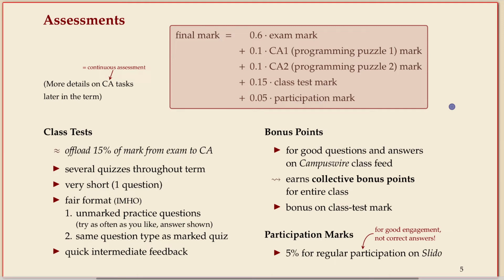I said something about the assessment already, the 60% for the exam, and the other 40% are broken down like this. 2 programming puzzles with 10% and then 15% of the class test. Now you may notice there's 5% left, and that's for just clicking along on Slido. So that's why it's really important for you to sign up on Slido with a university email account, just so that I can link you to the appropriate account on Canvas for the participation mark. If you've signed up with some other email, you can change it.